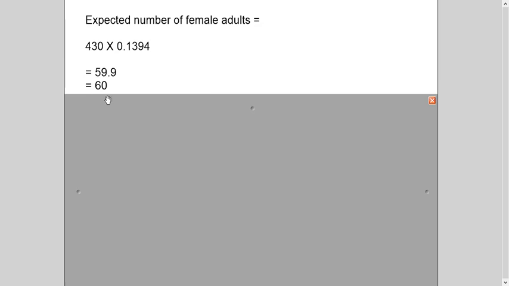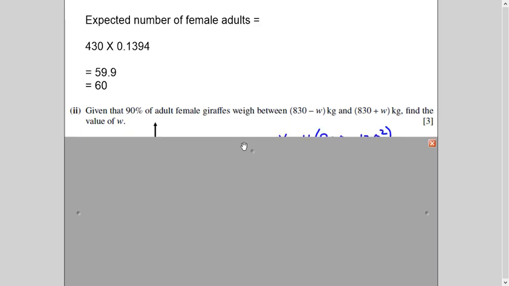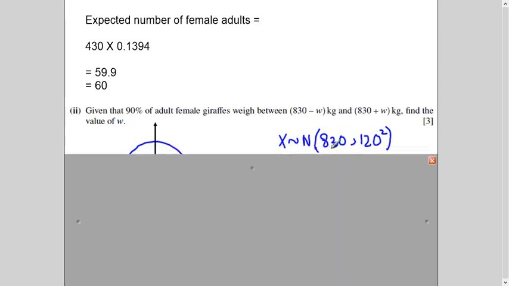So approximately 60 giraffe out of 430 have weight less than 700 kg. Now let's see part 2. It is given that 90% of the adult female giraffe have weight between 830 minus W and 830 plus W. And you know this was given to you. So you basically mean is 830. You have to find the value of W.